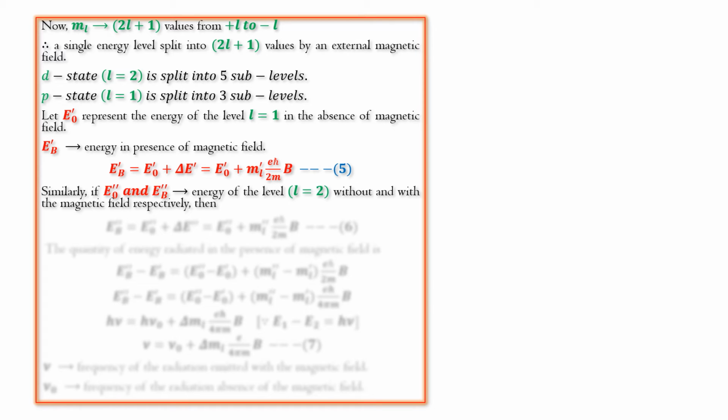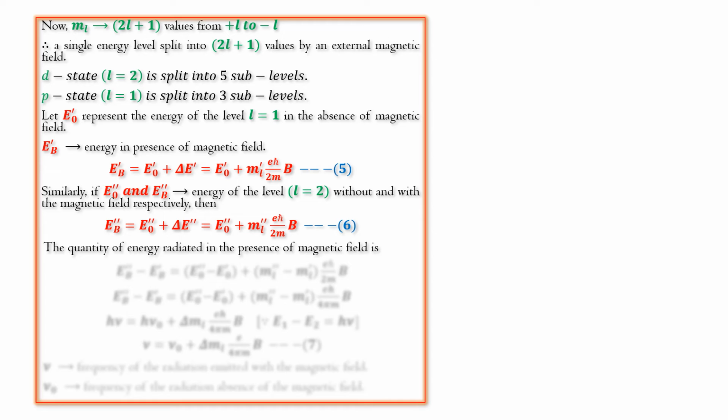Similarly, if E naught double dash and E B double dash give the energy of the level for L equal to 2 without and with the magnetic field respectively, then we may write E double dash B equal to E naught double dash plus del E double dash, which is equal to E naught double dash plus ml double dash e h cross by 2m B, giving us equation number 6.